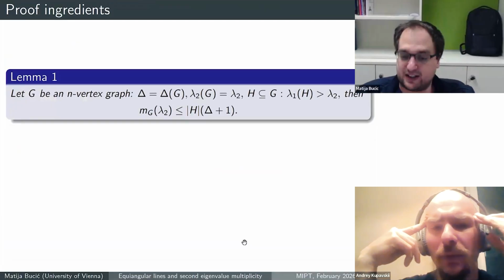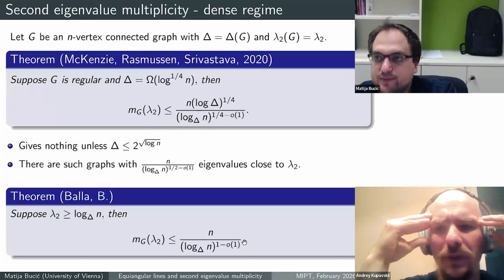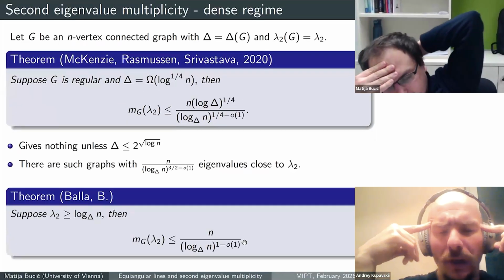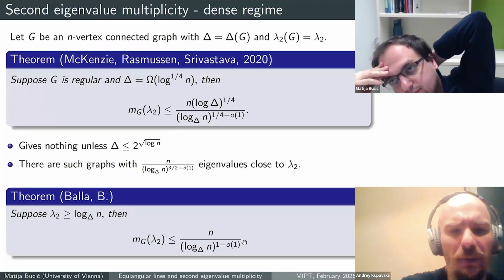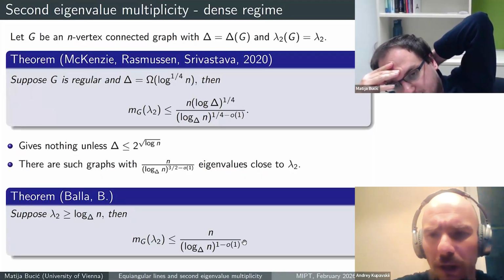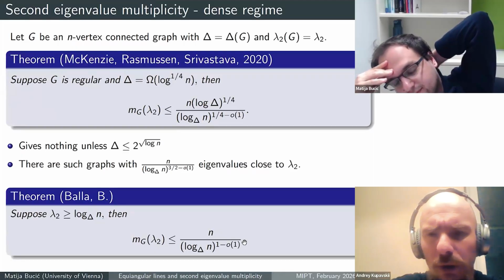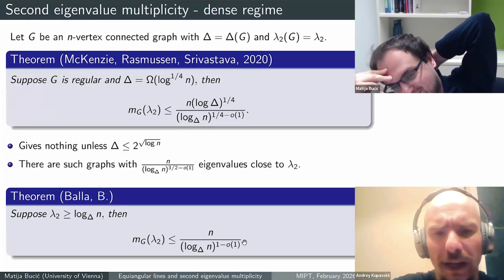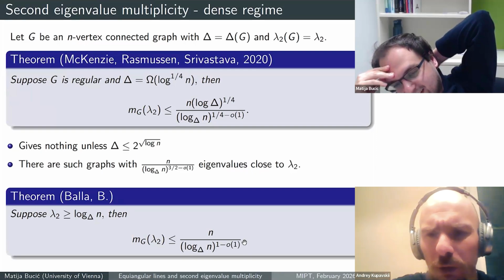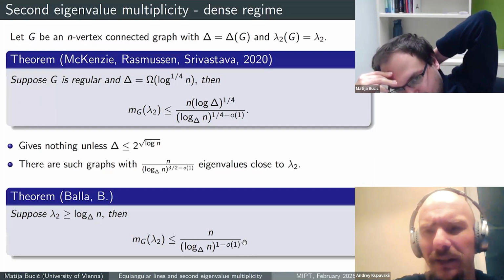Matija, can I quickly ask a question about the previous things? Yes. So all these examples with eigenvalues close to lambda 2, does your proof still work with eigenvalues that are close to lambda 2, or is it only for the exact eigenvalues?